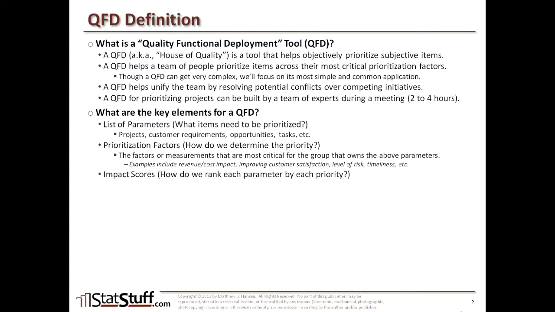The third element that you would use as part of the QFD is impact scores. So how can we rank each parameter by each of those priorities? The level of high, medium, or low is some sort of definition to determine the level of impact that the prioritization factor would have on the list of parameters.